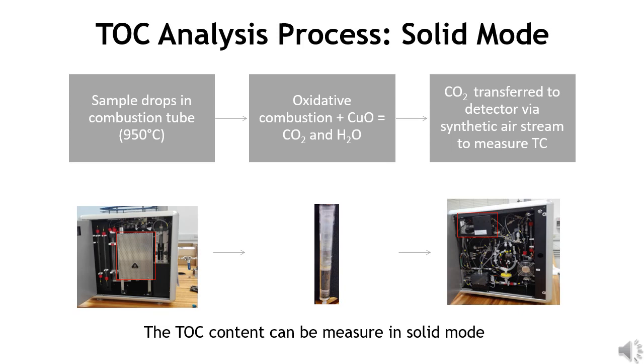The TOC content can also be measured in solid mode. However, samples would need to be externally acidified with 20 microliters of concentrated hydrochloric acid to remove the TIC component. Thereafter, samples need to be dried at 60 degrees Celsius overnight. The TIC component is calculated by difference, where the TOC content is subtracted from the TC content.